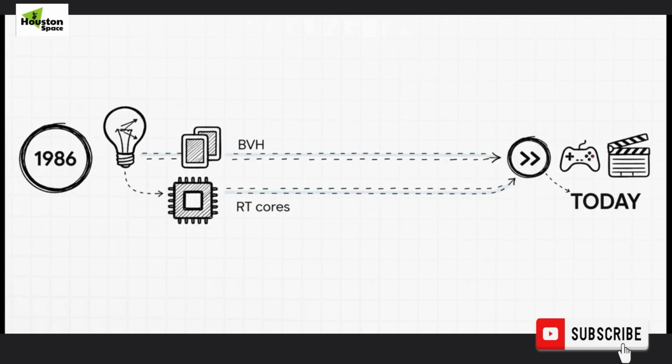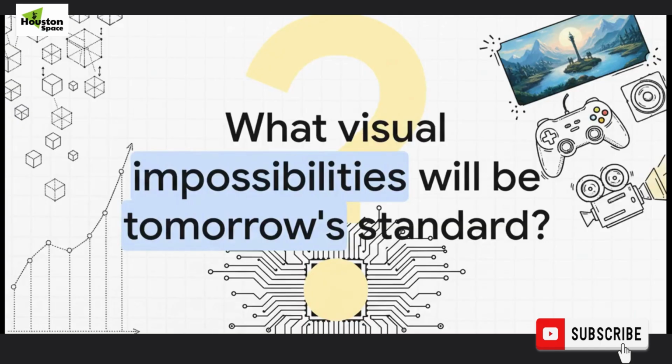So when you boil it all down, what you should really take away from this is how this incredible technology, an idea that was just a dream back in 1986, needed decades of innovation in both software algorithms like BVH and hardware like RT cores to finally become the reality we get to play with today. And that just makes you wonder, right? As our computers keep getting ridiculously powerful, what are the visual effects that seem impossible to us today that will just be standard for the movies and games of tomorrow? What's the next big leap going to be?